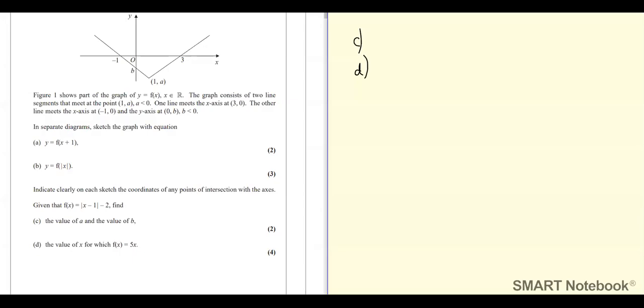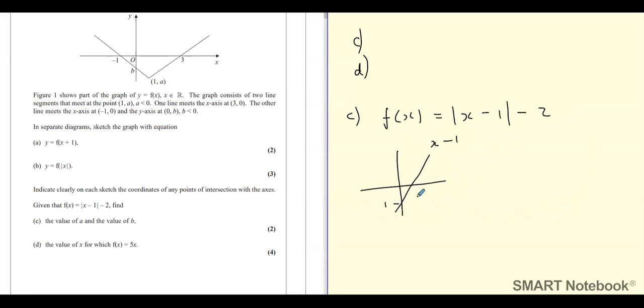Right, let's have a look at part C then. It says, given that f(x), even if you can't see that diagram, you can start by sketching that. So for part C, if we look at that, our f(x) is equal to the modulus of x minus 1, take away 2. Now, start off by sketching x minus 1. So this is x minus 1.